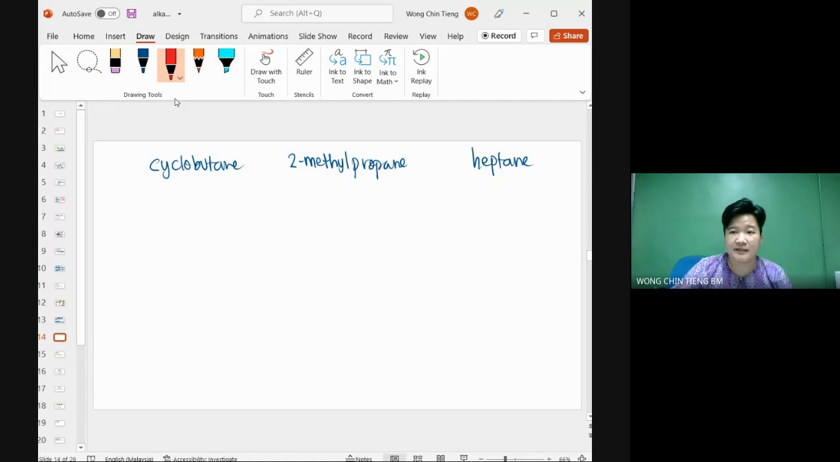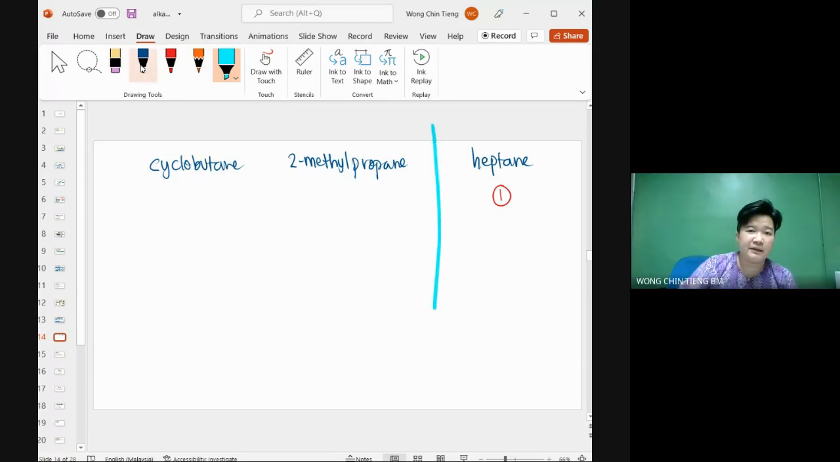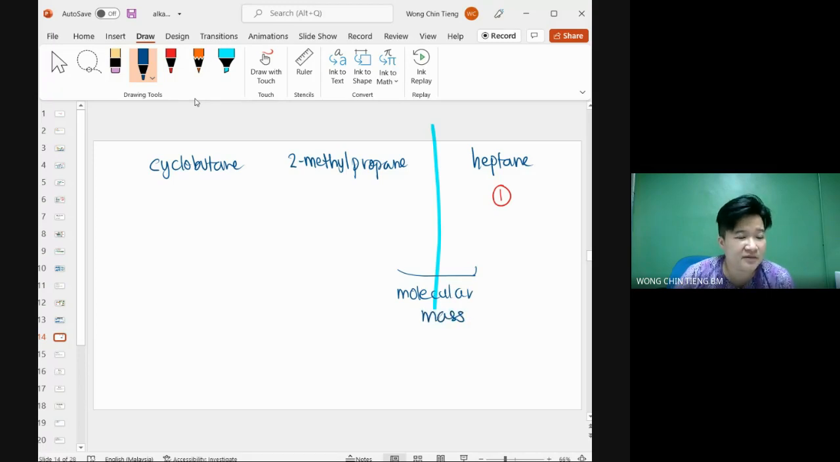Heptane. Sharifah kata heptane. Sharifah, kenapa heptane paling tinggi boiling point? Sebab carbon dia paling banyak. Perasan tak? Heptane dengan 2 ni kat sini kita akan bincang faktor apa? Kat sini kita akan bincang faktor molecular mass. Betul? Okay. And then follow by siapa?